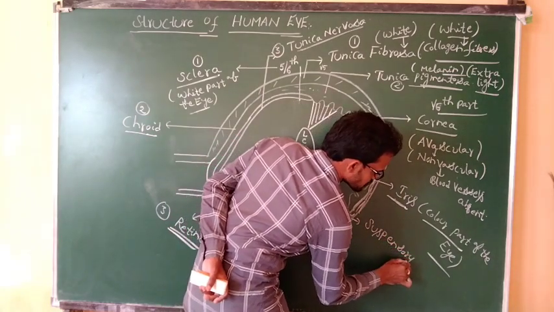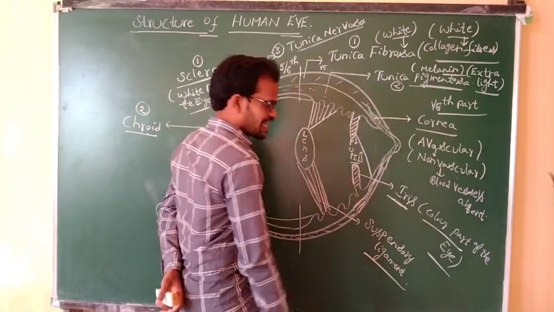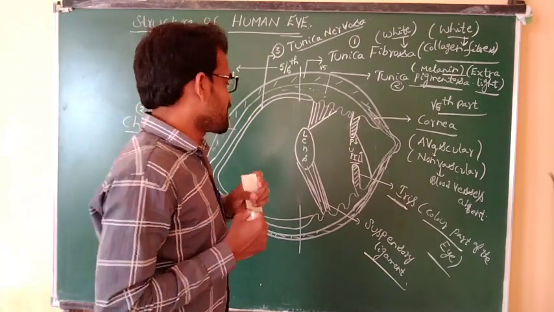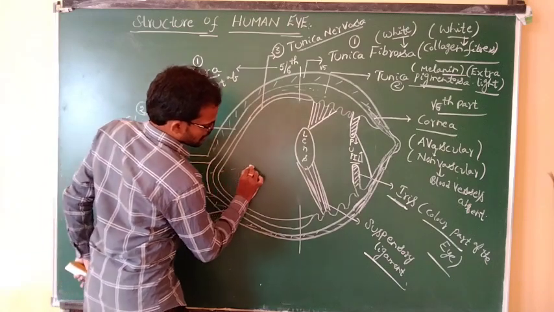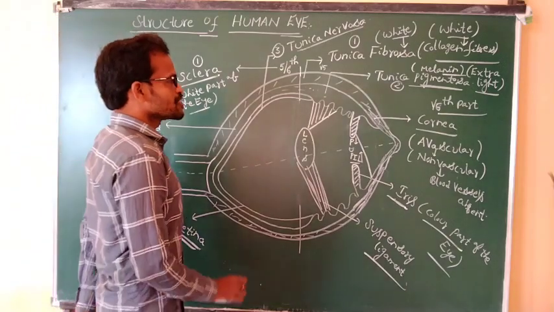Suspensory ligament. The lens is held with the help of the suspensory ligament. Okay, coming to the next one.